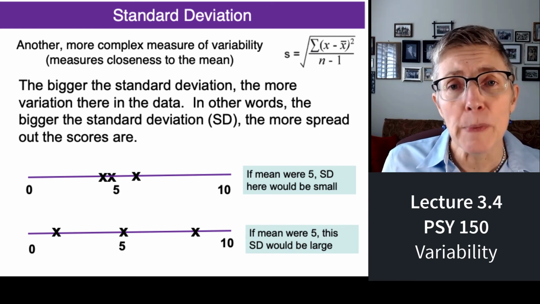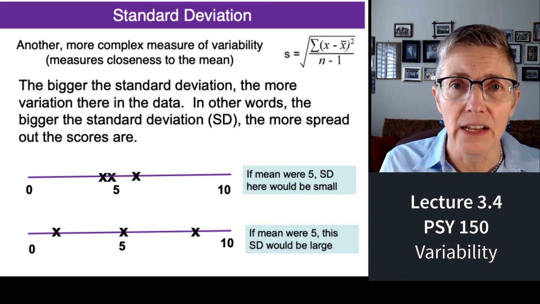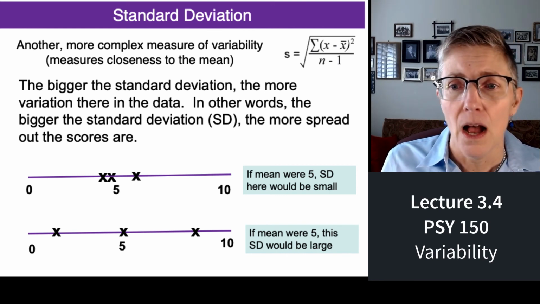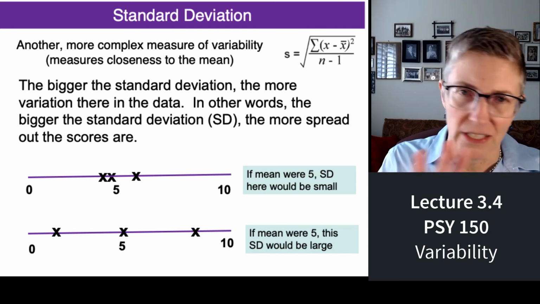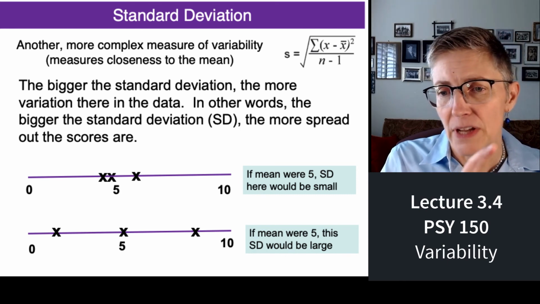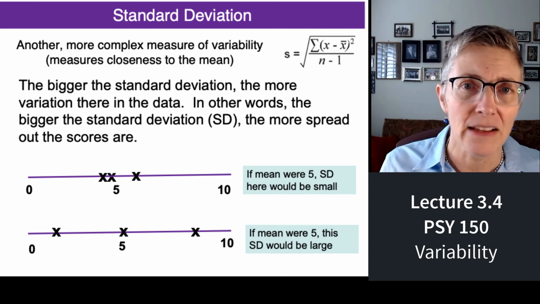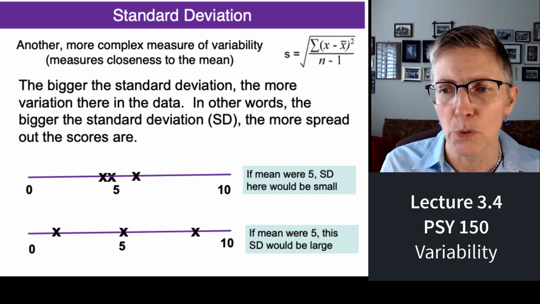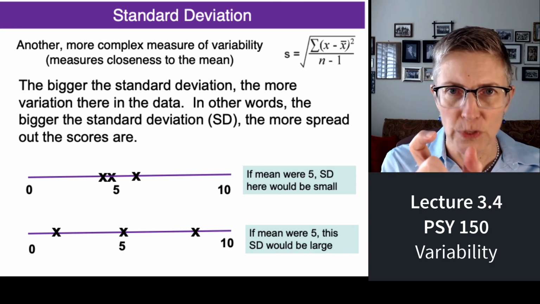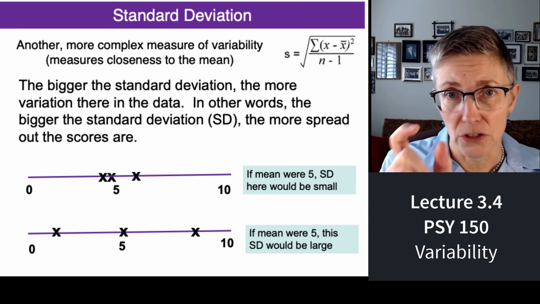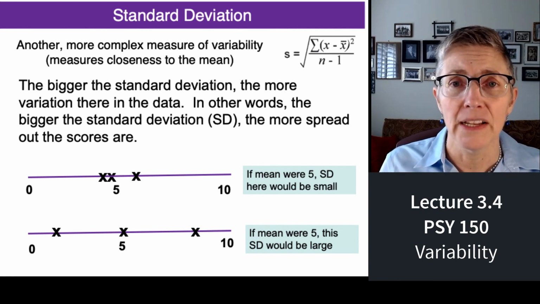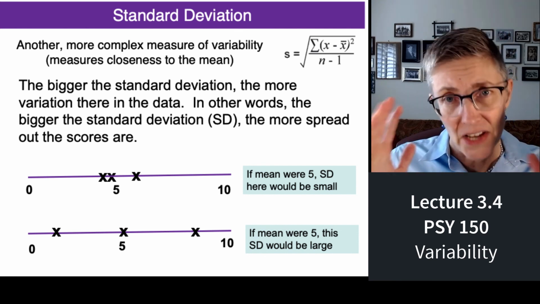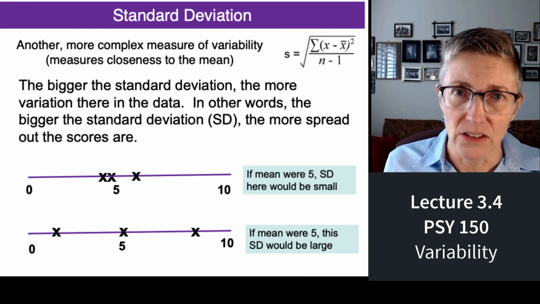Mathematically, most people use a more sophisticated measure of variability called standard deviation. The bigger the standard deviation, the more variability there is. That's all you need to know for this class. So I've got 2 lines there with some X's. The X's are supposed to be data points. The top line has 3 data points that are fairly close together. That's low variability, and it would be a small standard deviation. The bottom line has 3 points spread apart. That's higher variability, would be a higher standard deviation.